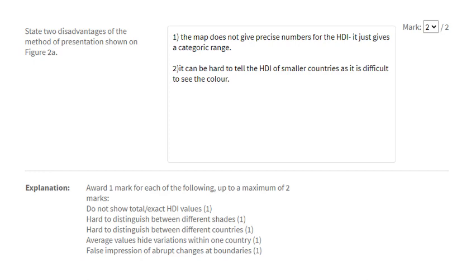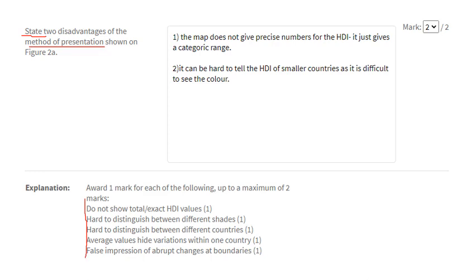This was another one where you needed to read the question. It says, state 2 disadvantages, bad points, of the method of presentation. It wasn't asking you about how the data was collected or what the data was showing you. It was just saying, why might it be difficult to read? Now you can see here that the command word is state, so you don't need to explain it. You don't need to describe it. You just need to state 2 of them. And you can see here we have the possible answers that you could have been given.